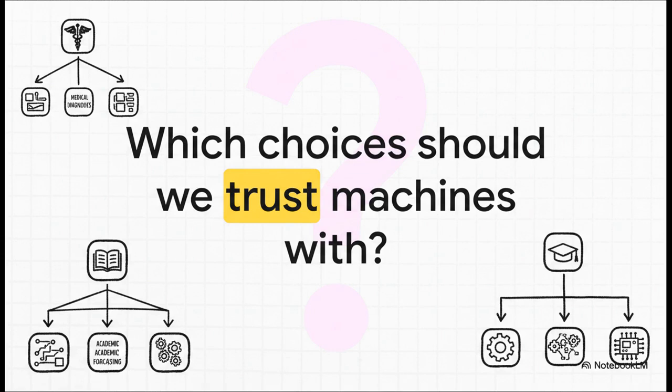So, we've seen how a simple game of questions can scale up into this incredibly powerful predictive tool, used for everything from medical diagnoses to academic forecasting. The process is logical, it's transparent, and it's really effective. And that brings us to the final, crucial question. Now that we understand how they work, which choices are we ready to trust them with?